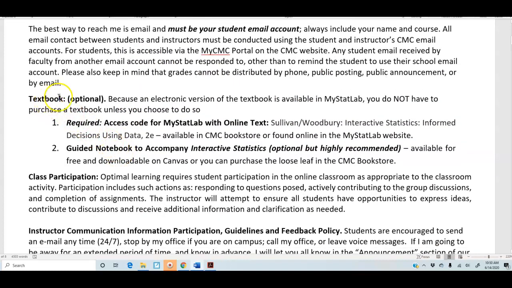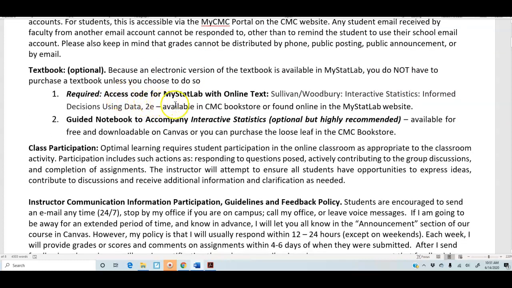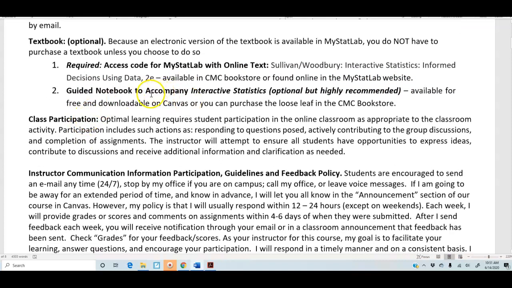The textbook for the class. The textbook is optional because an electronic version of the textbook is available in My Stat Lab. You do not have to purchase a textbook unless you choose to do so. What is required is the access code for My Stat Lab with online text. Sullivan-Woodbury Interactive Statistics, Informed Decisions Using Data, 2nd edition, is available in the CMC bookstore or found online on the My Stat Lab website.